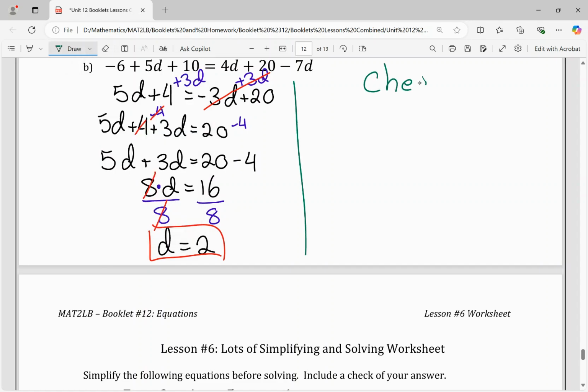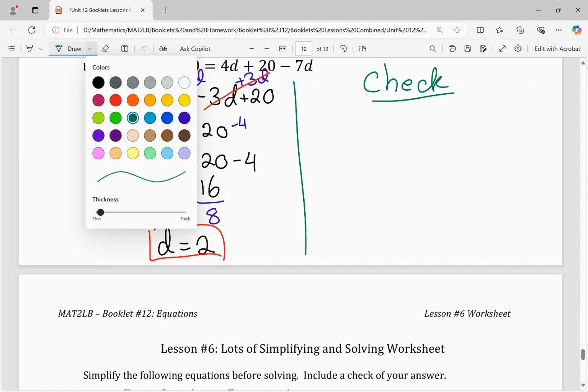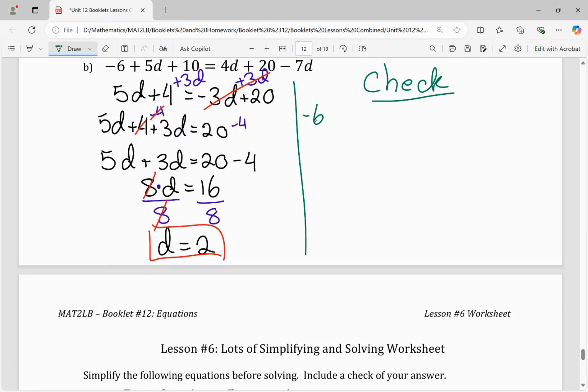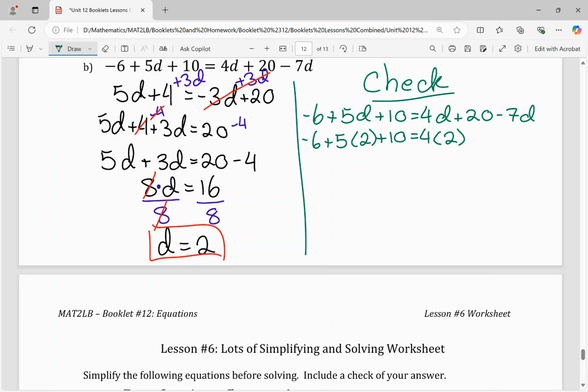Let's check our work to make sure that we've gotten the right answer. Now, our original equation was negative 6 plus 5d plus 10 is equal to 4d plus 20 minus 7d. What we're going to do is rewrite this, but everywhere we see a d, we're going to write a 2 instead. That's negative 6 plus 5 times 2 plus 10 is equal to 4 times 2 plus 20 minus 7 times 2.